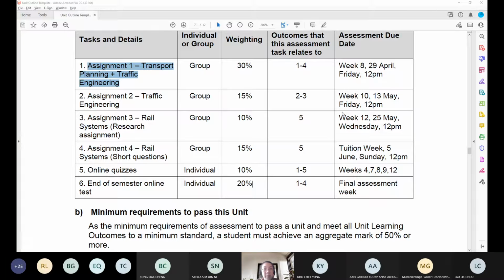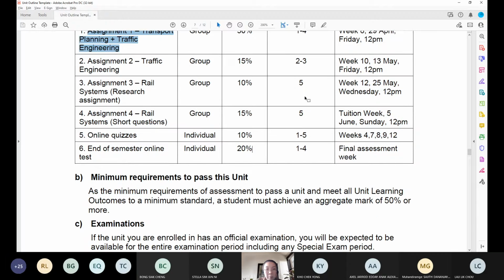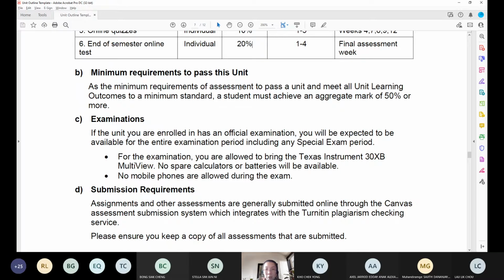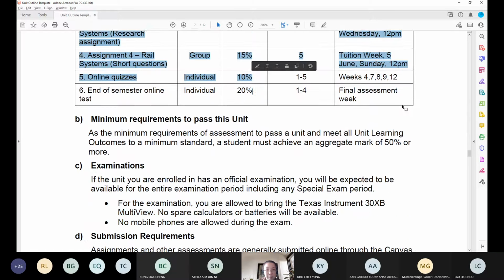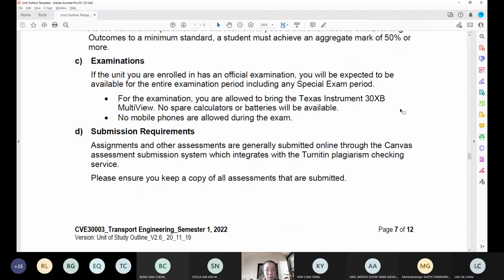All right. Any other questions related to the assignments? So far I don't see any, so I'll just move on. If there are any questions, please just drop them into the chat. Okay, so the minimum requirement to pass, like I said, is that the student must achieve an aggregate mark of 50% or more. So if you can do well with all the assessments, I think you should be able to pass the unit. Okay, so there's no exam.